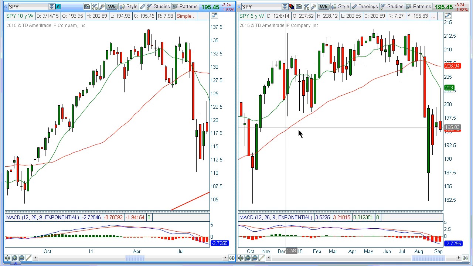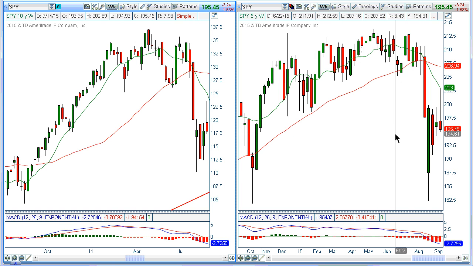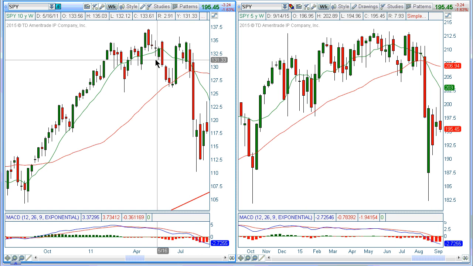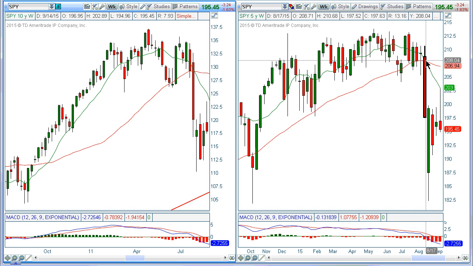You can see this is the weekly chart here. This is the 2011 time period, and this is right now, 2015, the September time frame. You can see that we have the 10-week, or the 50-day, and also the 40-week, the 200-day moving average cross here. A lot of people call this a dead cross. Same here on the 2015.